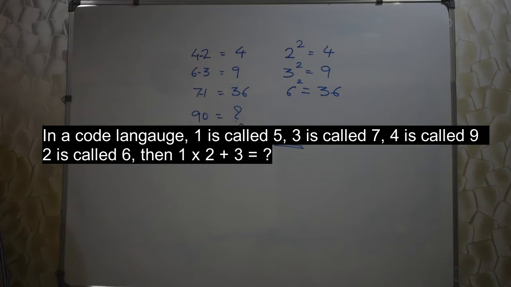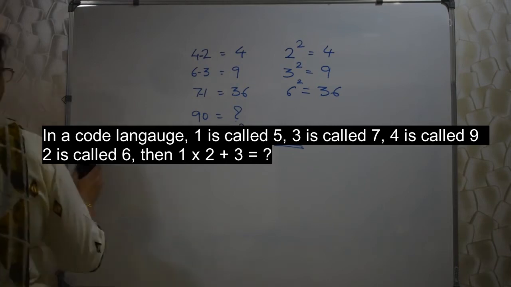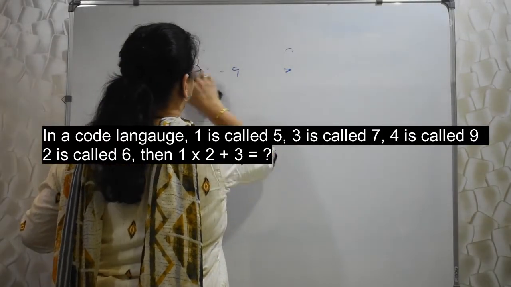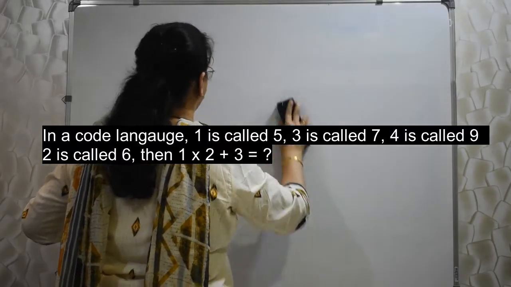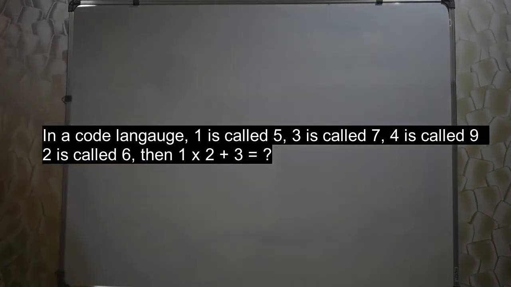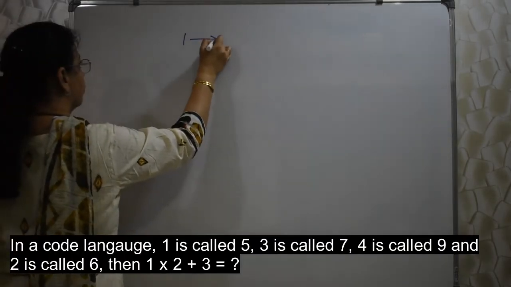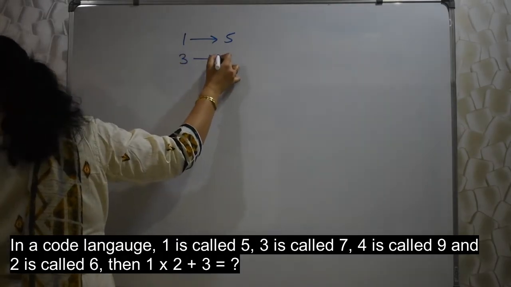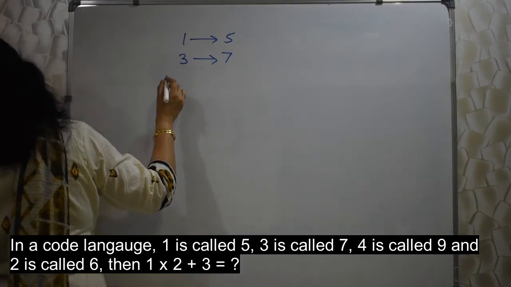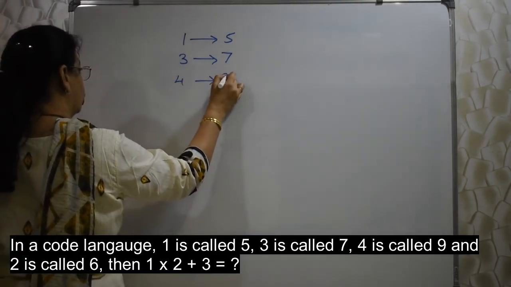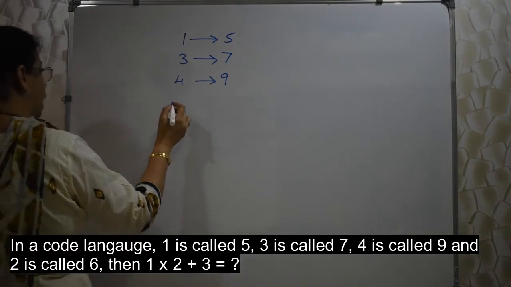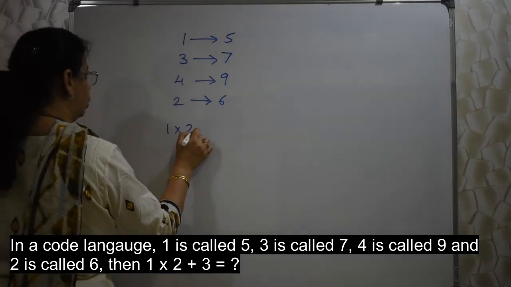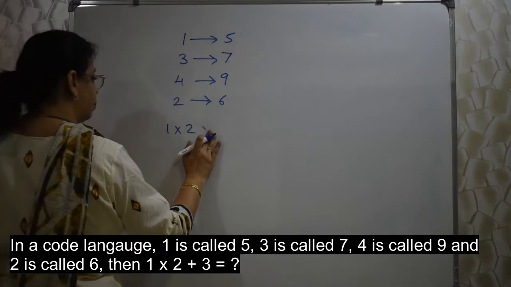One more example will come on your screen. Read that sum properly. One is called 5, 3 is called 7, 4 is called 9. वो कुछ भी बोलेंगे, उनकी मर्जी. कोड लैंग्वेज तो उनका है, isn't it? We cannot have any objection. And they are telling us to do this. What they are saying? Plus, इधर plus है ना?